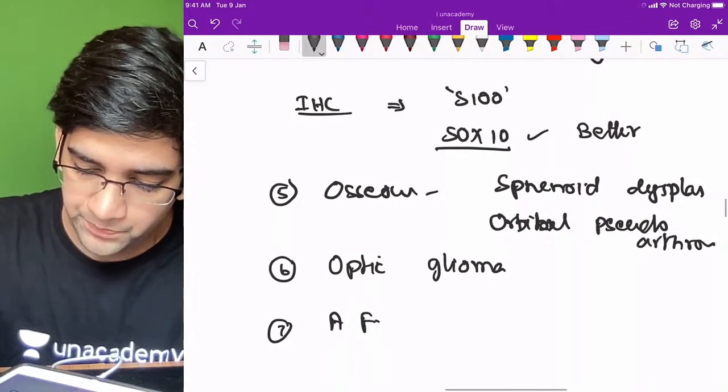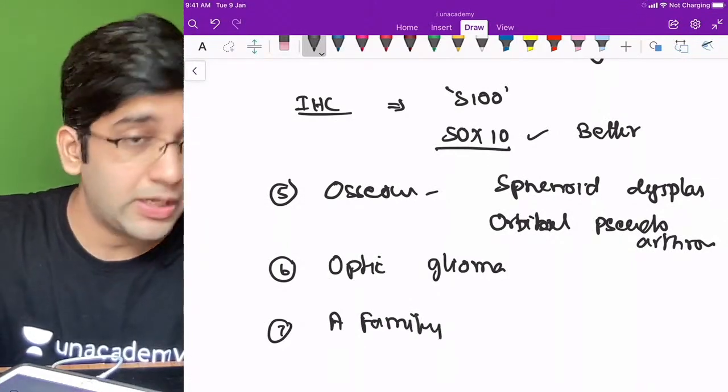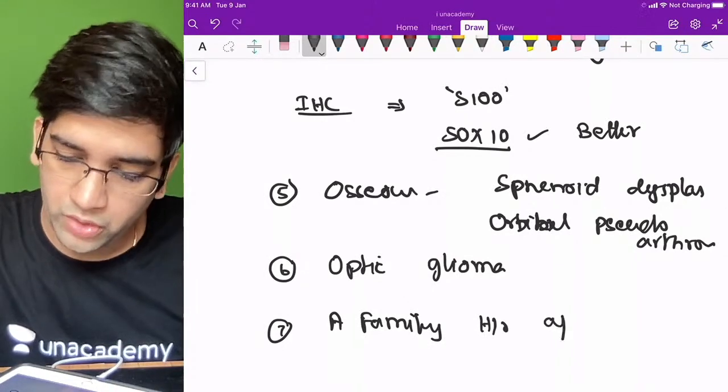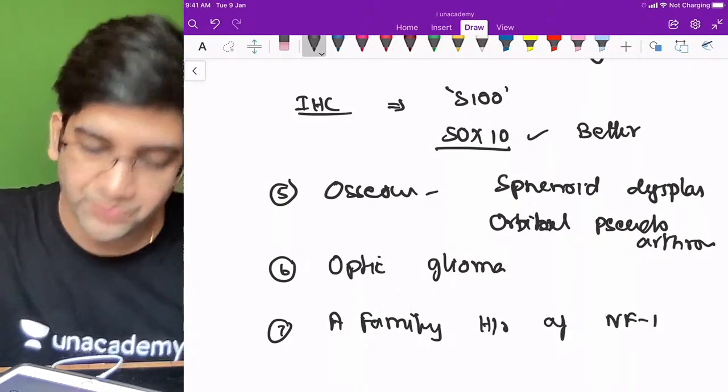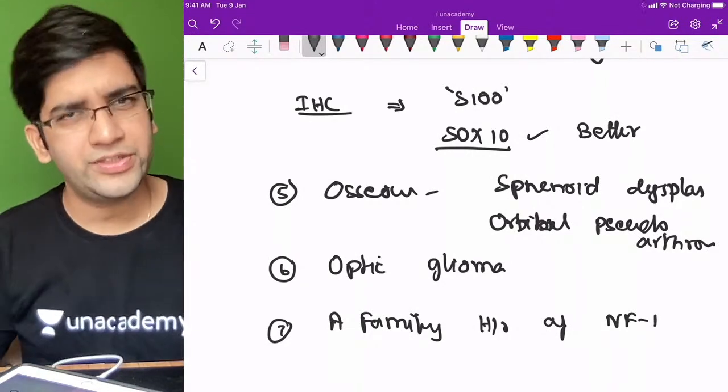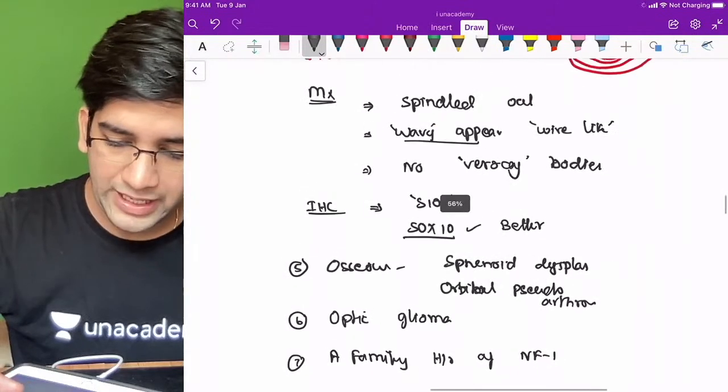Family history of neurofibroma alone is not enough. Family history with the same above features of neurofibromatosis type 1 is diagnostic, not type 2, because type 2 is a totally different gene, a totally different presentation. We'll see that soon, right? So this is what I'm going to have.